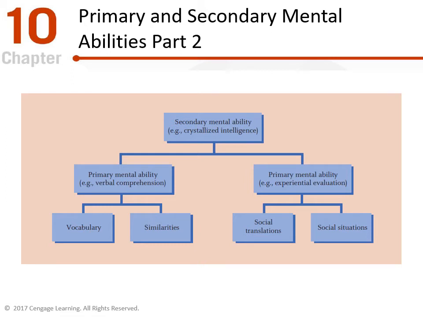It's hard to discuss intelligence by focusing on separate abilities. Theories of intelligence emphasize clusters of related primary mental abilities as a framework for describing intelligence. Secondary mental abilities are not measured directly. So just remember that it's a cluster of all these that make up your intelligence. They don't look at it individually.